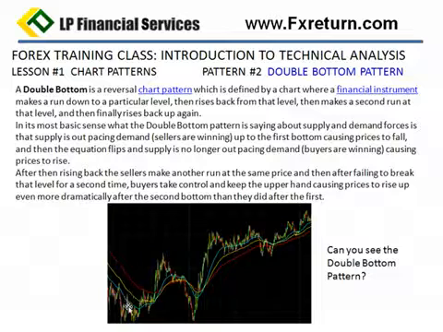In its most basic sense, what the double bottom pattern is saying about supply and demand forces is that supply is outpacing demand. The sellers are winning up to the first bottom, causing prices to fall. Then the equation flips and supply is no longer outpacing demand. The buyers are winning, causing prices to rise. After then falling back, the sellers make another run at that same price. And after failing to break that level for a second time, buyers take control and keep the upper hand, causing prices to rise up even more dramatically after the second bottom than they did after the first. Can you see the double bottom pattern?